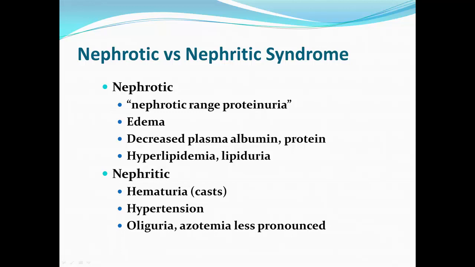Hypertension is frequently associated with nephritic syndrome, and part of this is due to vasoconstriction and stimulation of renin-angiotensin-aldosterone. Once again, manifestations that we would look for would include a decrease in the urine output, but their levels of azotemia, that elevated urea nitrogen and creatinine, tend to be less pronounced than what you'll see in nephrotic syndrome.